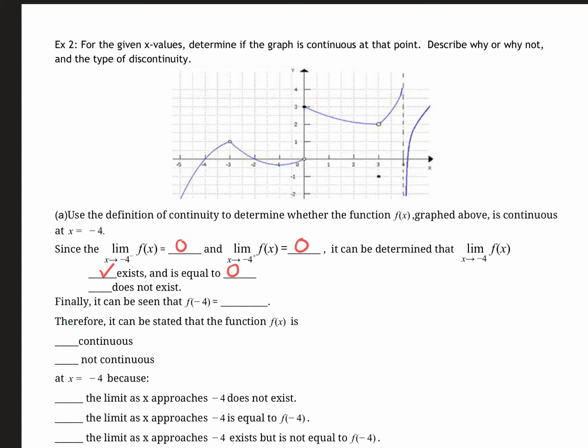Okay, finally, it can be seen that f of -4. So I'm going to go to my graph and evaluate my output when x is exactly -4.